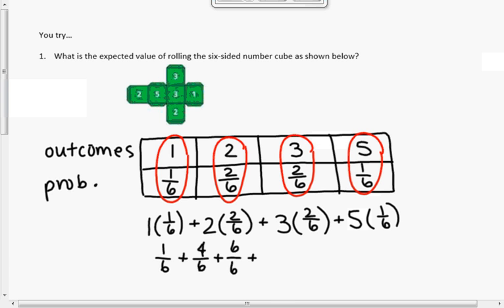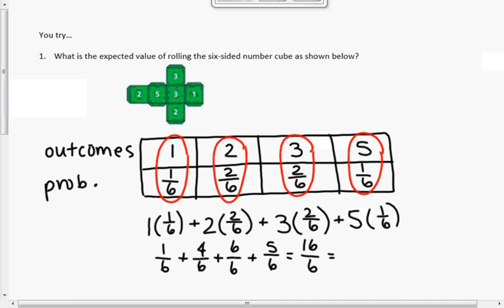Then finally, 5/1 times 1/6. 5 times 1 is 5. 1 times 6 is 6. I'm going to just add across the top. We already have common denominators, so I'm not really worried about getting common denominators. I can just add across the top, and I know that my denominator will stay 6. 1 plus 4 is 5. There's another 5, so that's 10. And then a 6, that's 16.